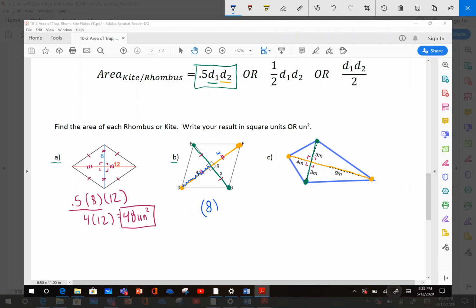Same with this value of 3. From the corner to the center is 3. So the whole diagonal would be 3 plus 3, which would be 6. Very easy mental math for us. Half of 8 is 4. 4 times 6 is 24 units squared.